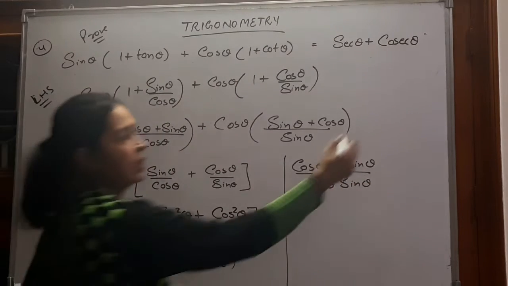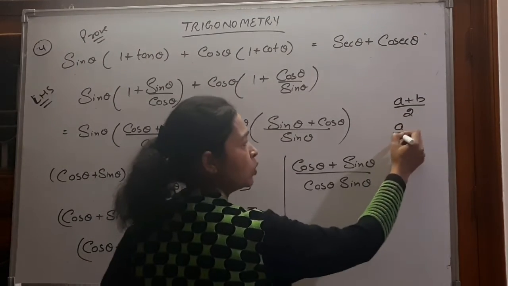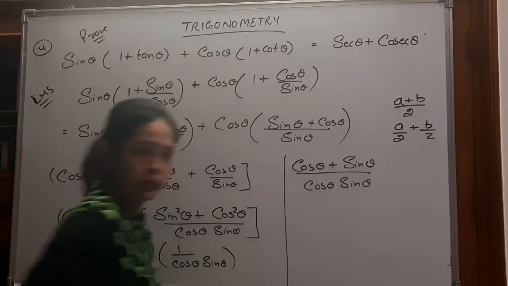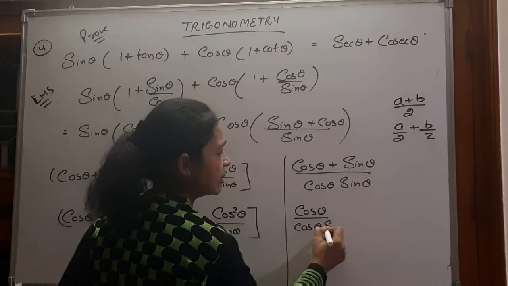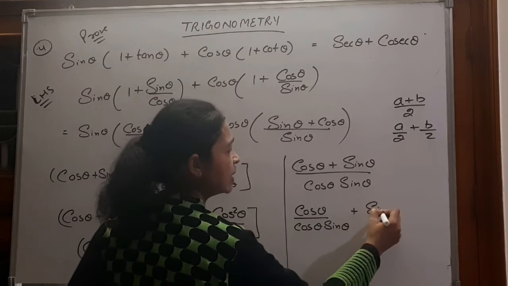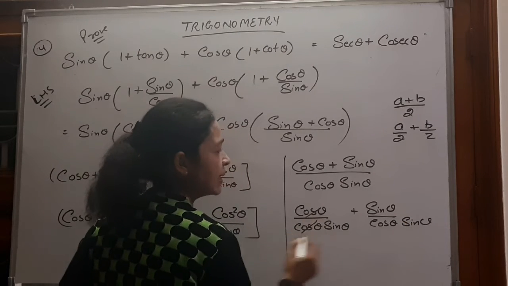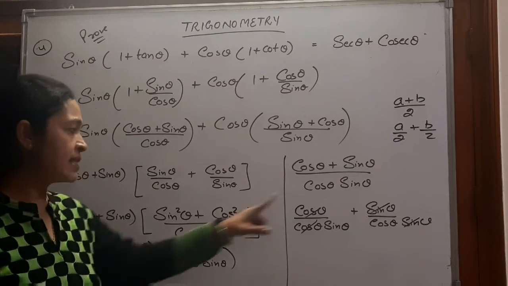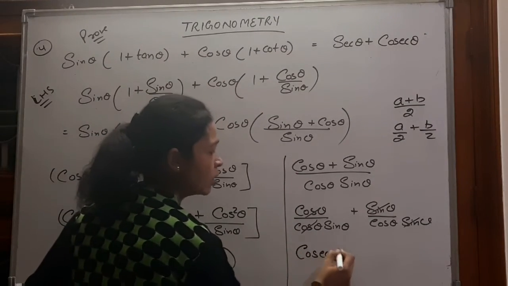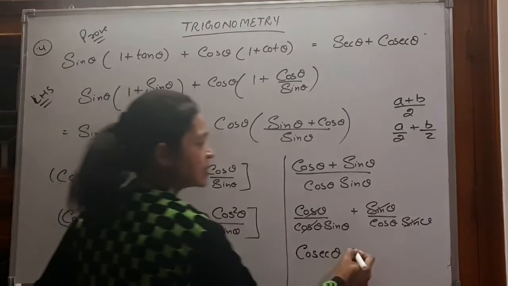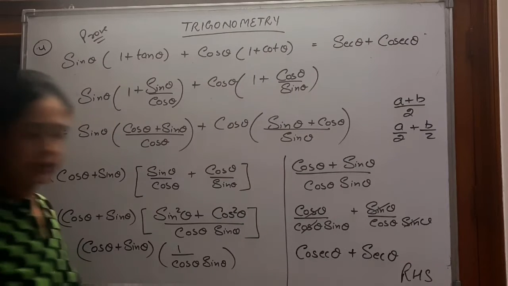Now what we will do? Bachche, if we have term a plus b upon 2, we can write it as a upon 2 plus b upon 2. In the same way, we will write cos theta upon cos theta sin theta plus sin theta upon cos theta sin theta. Cos and cos get cancelled. Here sin and sin get cancelled. What is left? 1 upon sin theta. And what is 1 upon sin? Cosec theta. Cosec is reciprocal of sin. Plus what is 1 upon cos theta? Sec theta, which is equal to right hand side.